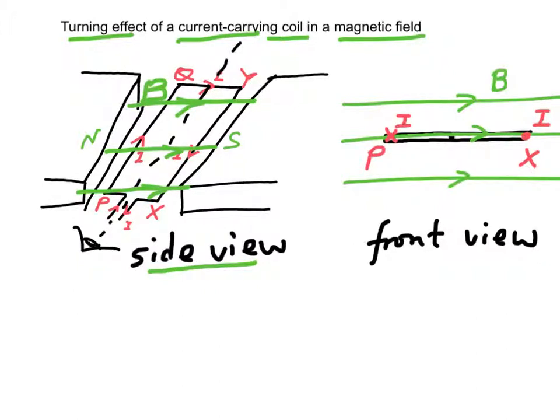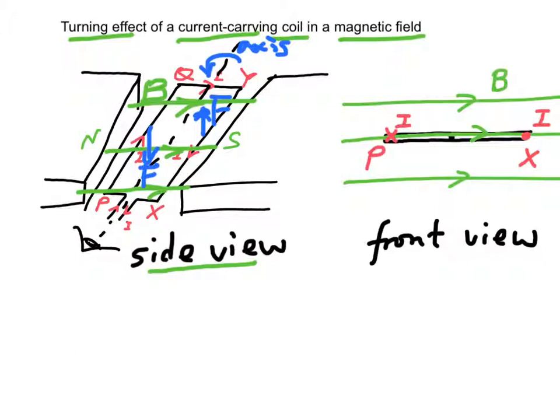By using the left-hand rule, the direction of the magnetic force acting on PQ will be downward, while the magnetic force acting on the wire XY will be upward. Hence, there will be a moment acting on the axis of the coil due to the forces. In this case, the coil will rotate anti-clockwise.